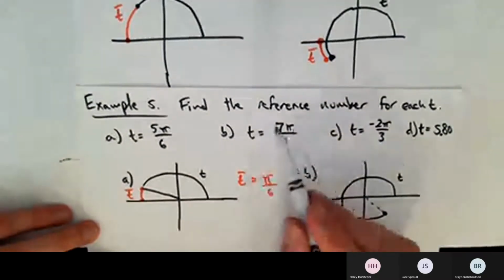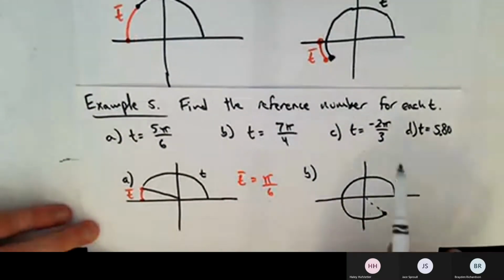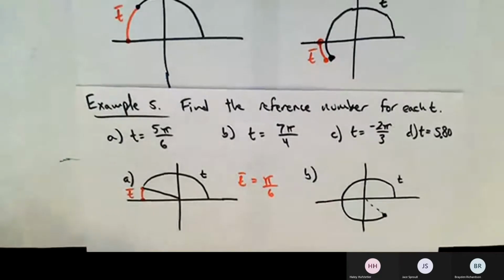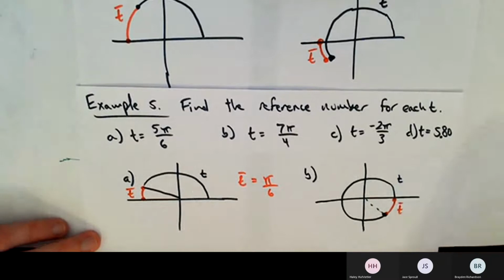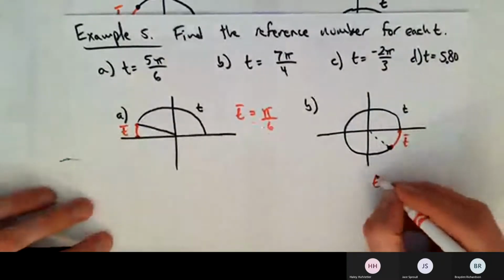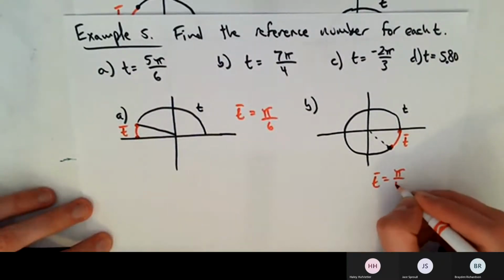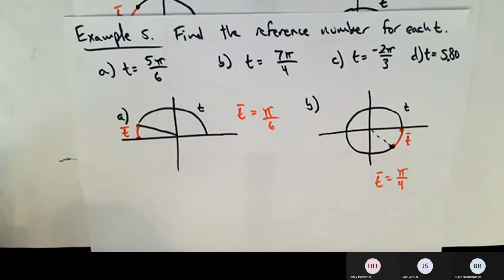Because I know that 8 pi on 4 is a full 2 pi revolution, so I'm a pi on 4 back from that. So now T bar is going to complete that revolution. That's the shortest distance from the terminal point of T to the x-axis. So T bar is going to be just pi on 4 there.